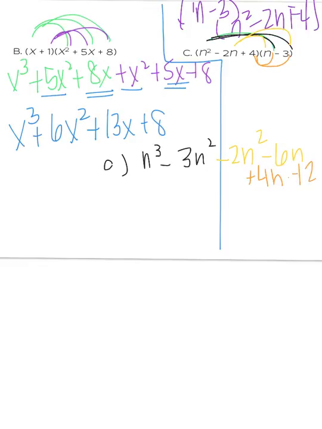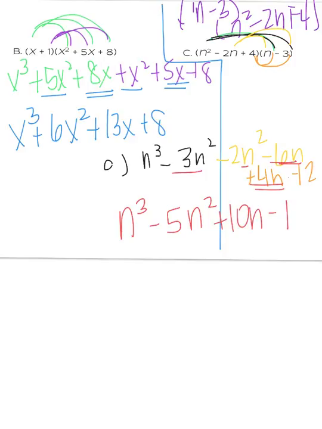And then my last step has to be to combine my like terms and write it in standard form. So I'm going to go ahead and do that. So my final answer here is n cubed minus 5n squared plus 10n minus 12. I want you to go ahead and try D and E, and make sure that you read E carefully and don't just jump into the problem. So go ahead, try D and E, and then I'll show you my work.